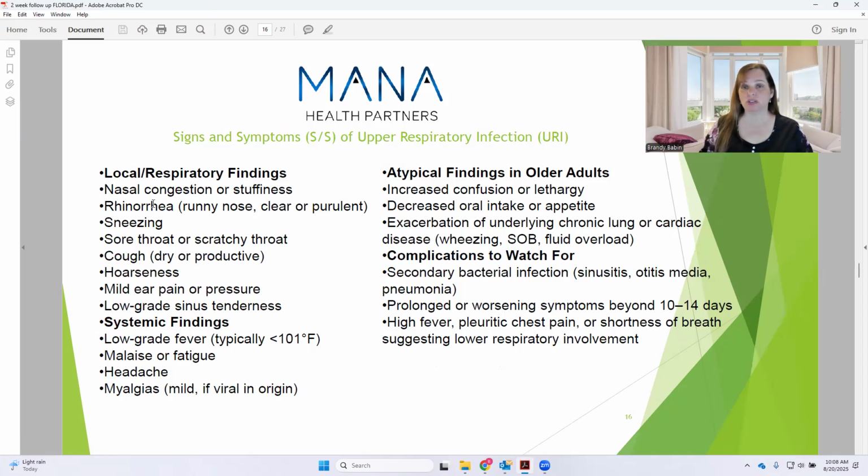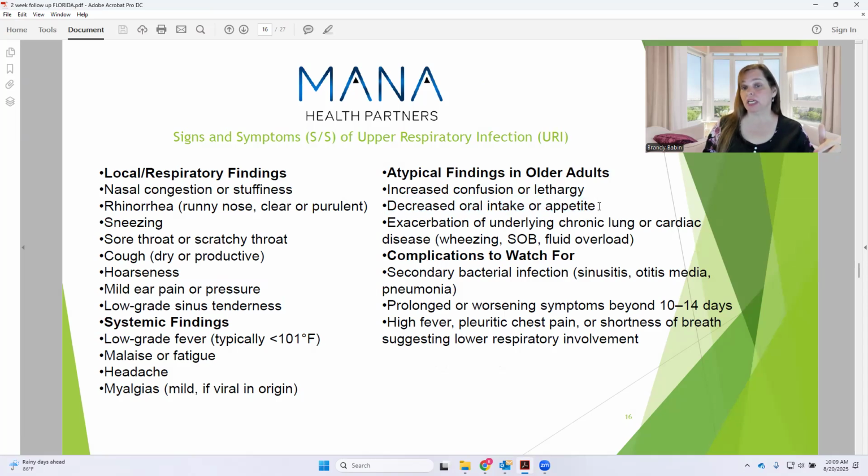And then how do you justify that they have an upper respiratory infection? So maybe they have a congestion or rhinorrhea, or they're sneezing, they've got a sore throat, they've got a cough, hoarseness, mild ear pain or pressure, or low-grade sinus tenderness. So use your positives first, then put your negatives. No increased confusion or lethargy. Maybe they do have a decreased oral intake or appetite.